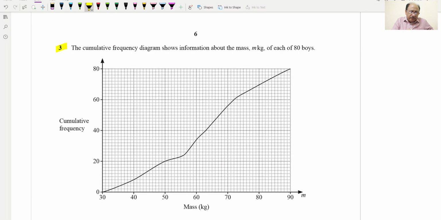Question number 3: the cumulative frequency diagram shows information about the mass, m kilograms, of each of 80 boys. This side is cumulative frequency, this side is mass in kilograms.